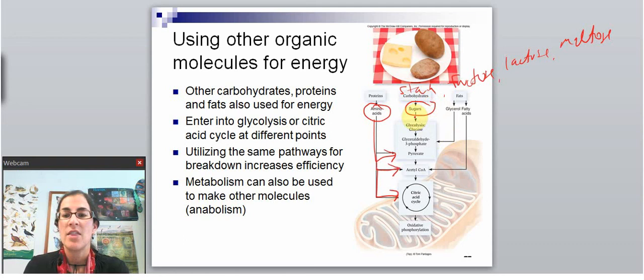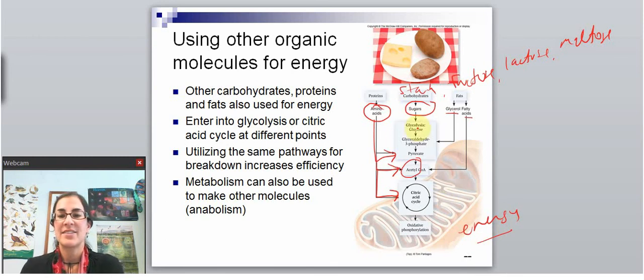Carbohydrates, like remember starch, or other sugars like fructose, lactose, maltose, will all be broken down into simple sugars that then can feed into glycolysis and go through all of cellular respiration. Fats are broken down into glycerol and fatty acids that are then broken down into molecules like glyceraldehyde 3-phosphate or acetyl groups and feed into cellular respiration that way. So all of these different molecules will be converted into something that can feed into cellular respiration and therefore extract energy.